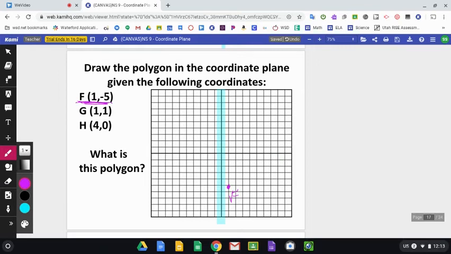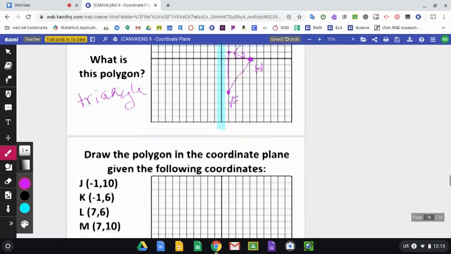All right, point G would be about right here. Point G. And point H would be right here. 1, 2, 3, 4. Yes. Point H. Play connect the dots. What shape is that? It is a triangle. We don't have to say specifically what type of triangle, just that it's a triangle.